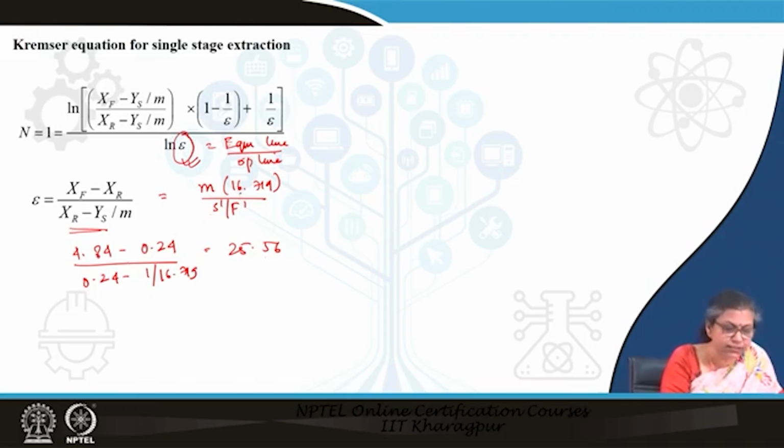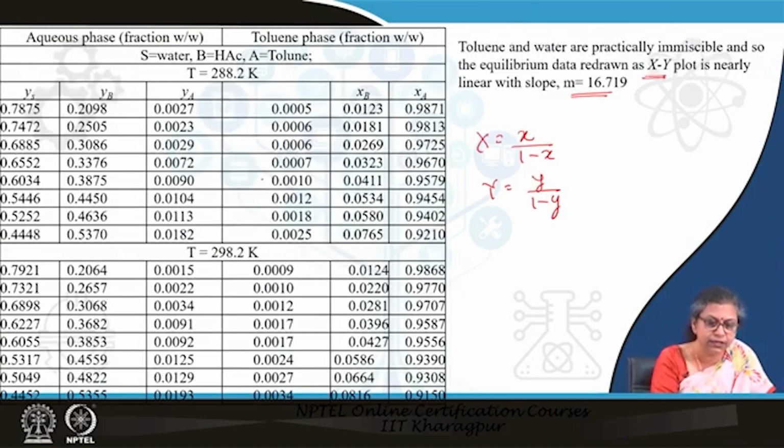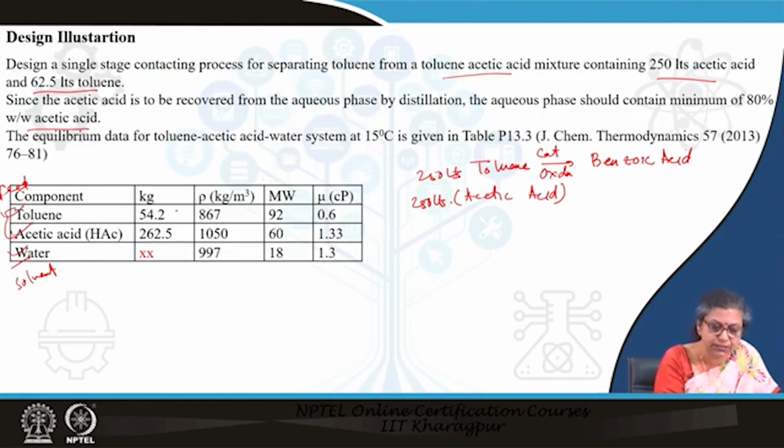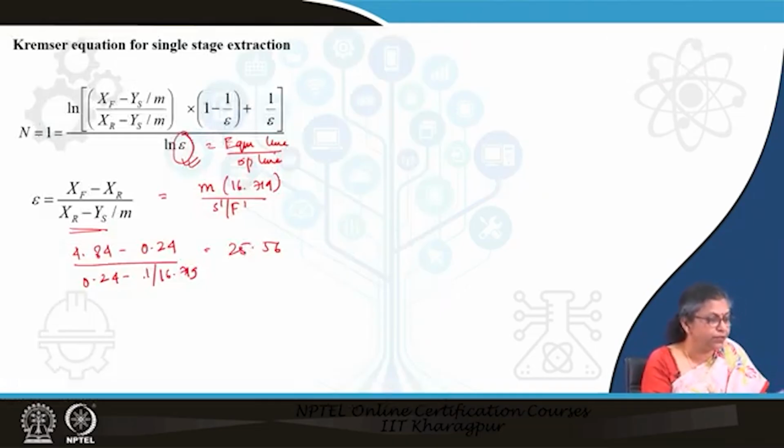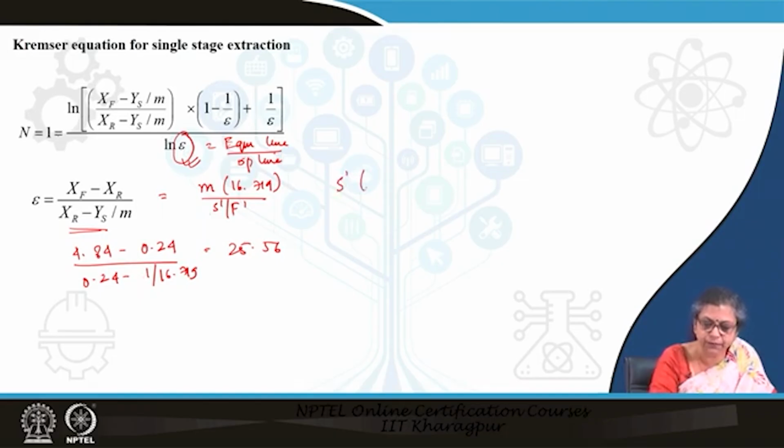Then if we substitute it in this particular equation, we know the total amount of feed that I have already shown you here, the toluene, is 54.2 kgs. So, if you substitute it here, we get the total amount of water that will be required, S prime, which is nothing but the water in this case, around 35.5 kgs of water.